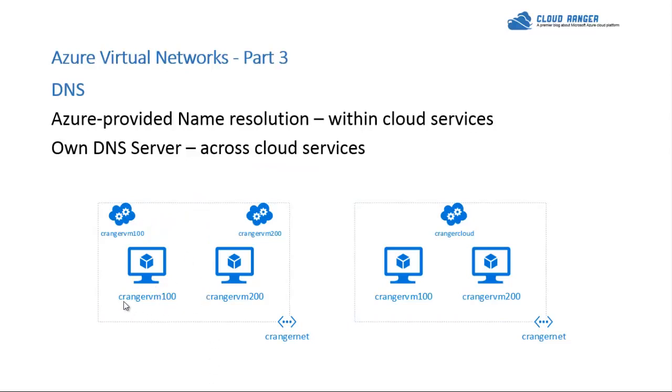This is the first one I'll do. I'll create C-Ranger VM 100 and 200, and I'll keep the same cloud service name for both of them, but there will be two cloud services. What we will see is that these two will not be able to look each other up based on their host name, because the Azure provided name resolution is not going to work in this scenario. So let me get into our management portal and create two virtual machines.